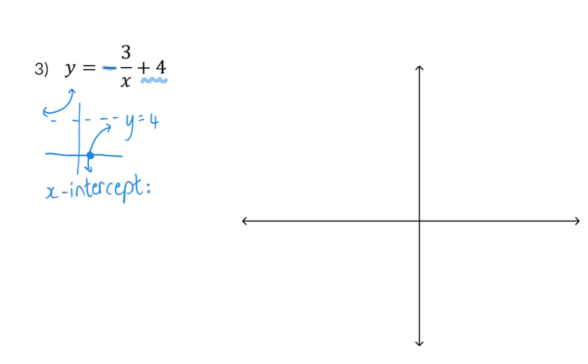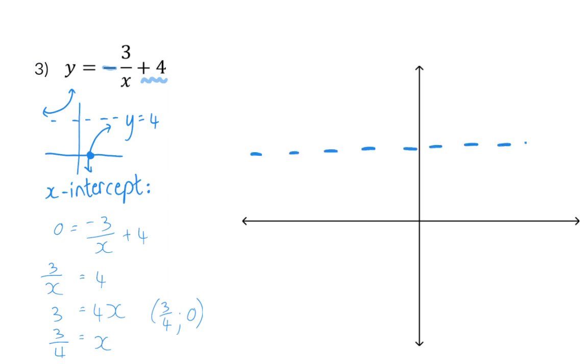Again, I will do this by changing the y value to 0. And in this case, my next step will be to take the 3 over x to the left-hand side. Next, I'm going to multiply with x on the right. And finally, I will have an x value of 3 over 4. When it comes to sketching the actual graph, I'm again going to start with my two asymptotes at y is equal to 4, and then the vertical one at x is equal to 0.